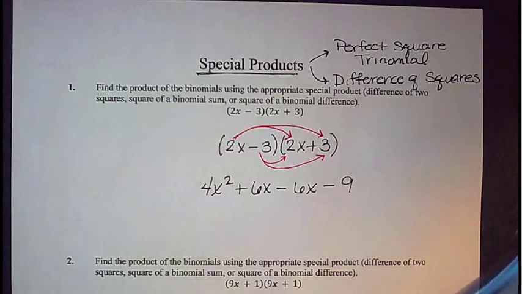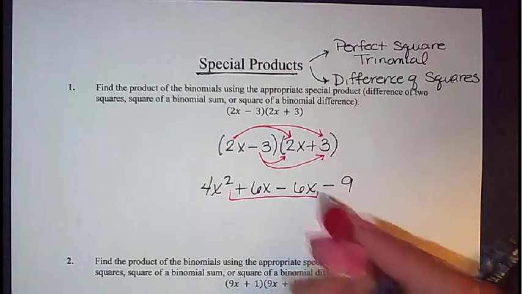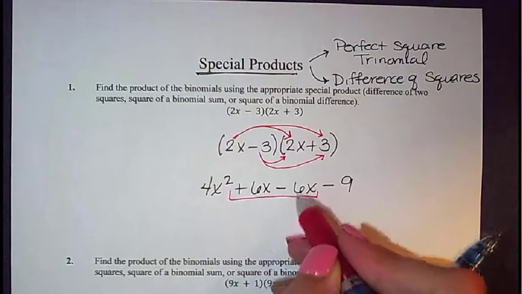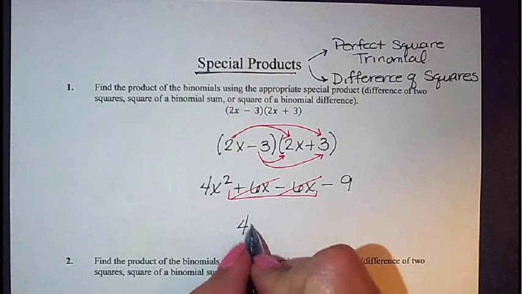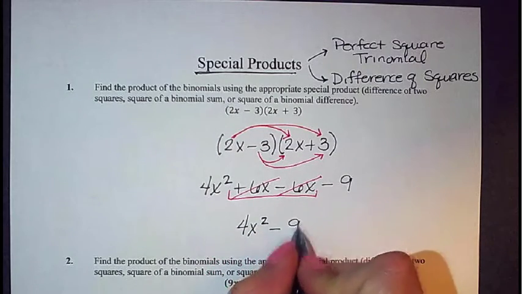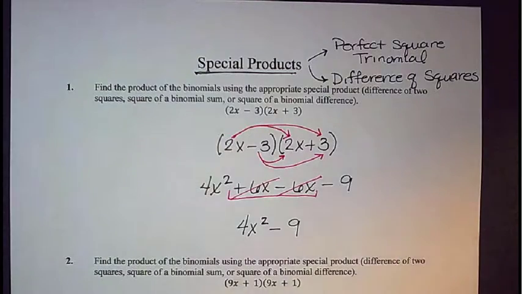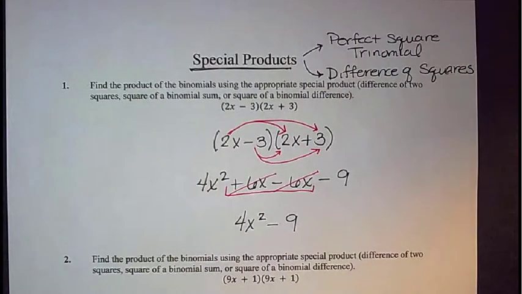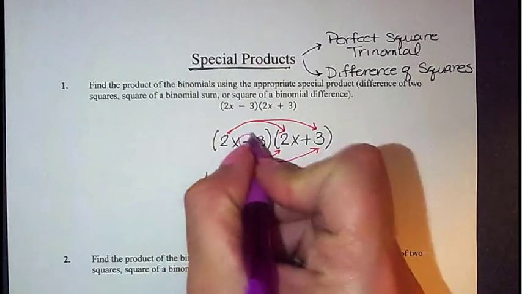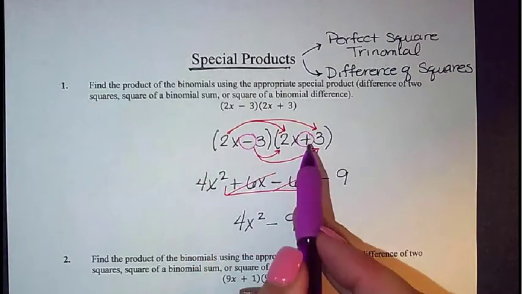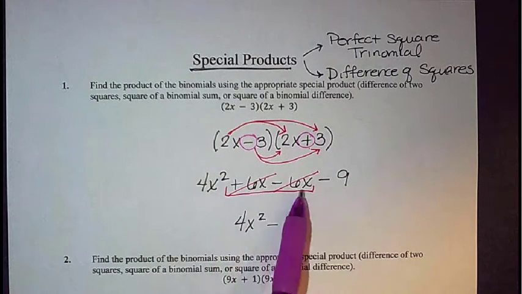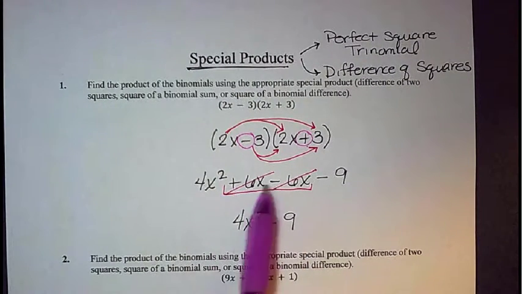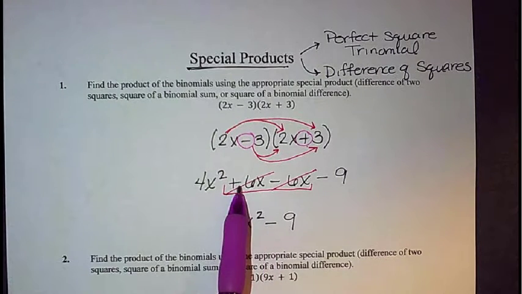Now what I want you to notice is that we still have those like terms in the center here, but one's a positive 6x and one's a negative 6x, so they'll actually cancel each other out, and you're left with just the 4x squared minus the 9. Now I want you to look at the problem and see why this happens. In the original problem, if you look at the signs, one's a negative and one's a positive, and other than that, they're exactly the same. That causes you to have the same term, both 6x's, but one being positive, one being negative, so they always end up canceling. It's kind of a cool little trick.